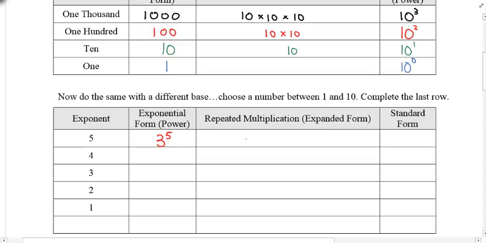And if I write that as repeated multiplication, that's 3 times 3 times 3 times 3 times 3. And in the standard form, you would actually use your calculator or try to multiply this out. 3 times 3 is 9, times 3 is 27, times 3 is 81, times 3 is 243. And I'd like you to now complete the rest of this chart. I'm going to be quiet, and you try this on your own, and let's see if we match up our answers.